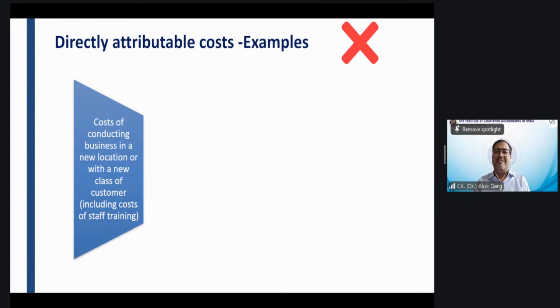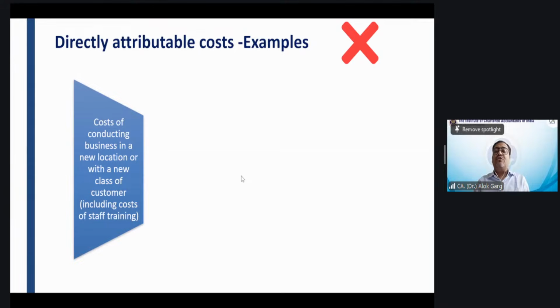कौन कौन से एग्जाम्पल्स हैं which are not the example of directly attributable cost? बताइए. कौन कौन से एग्जाम्पल हैं?